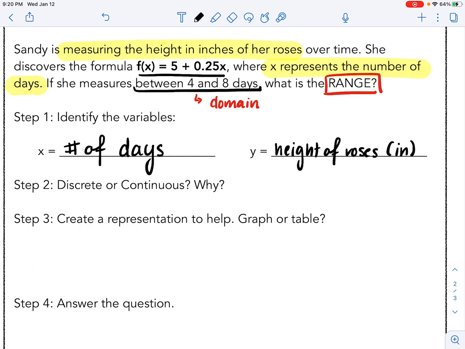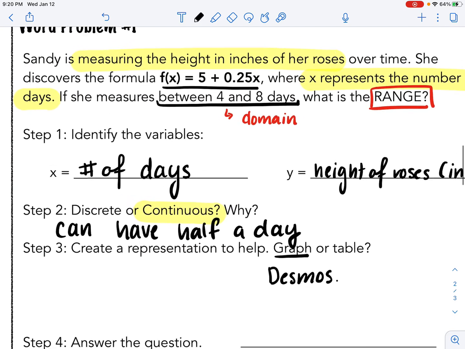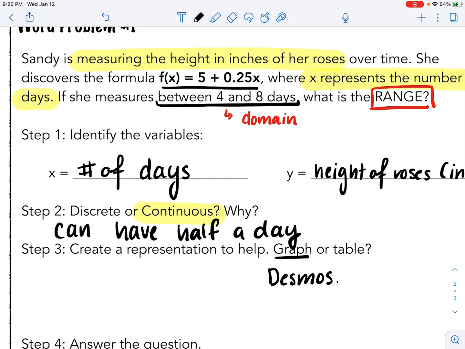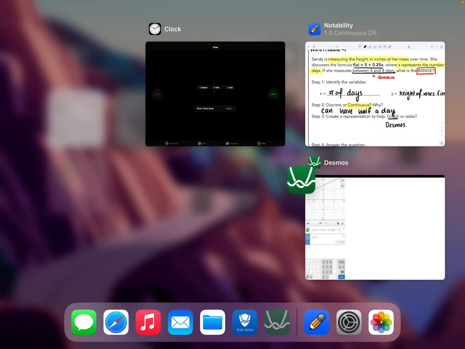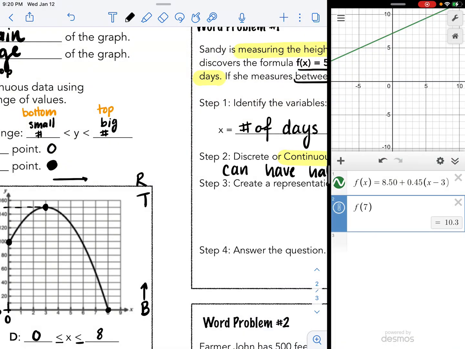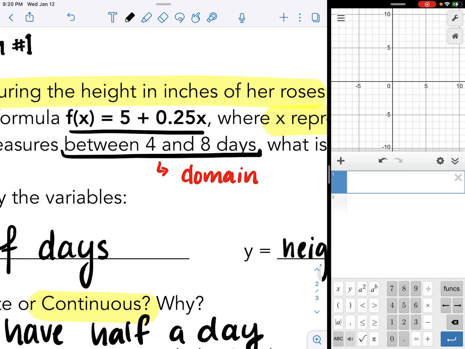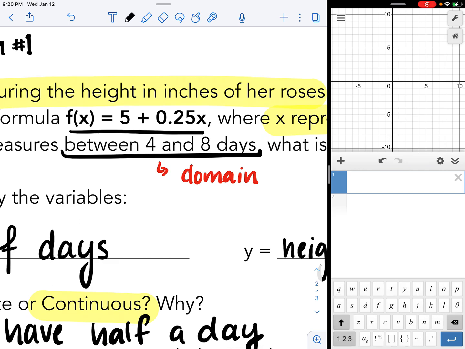Okay, and because the number of days can be split into two, right? You could have half of a day. This would be continuous. We're going to write can have half a day. And we are going to go ahead and use Desmos to make a graph for this one. How we're going to do that is we're going to use this formula that she has given us. Okay, get rid of some of my old formulas, and we're going to go ahead and plug in this formula that we have.